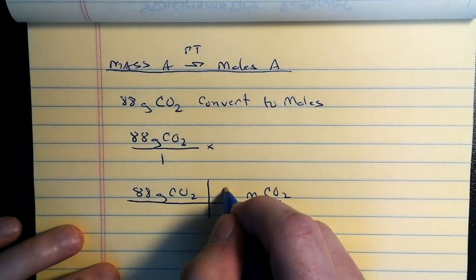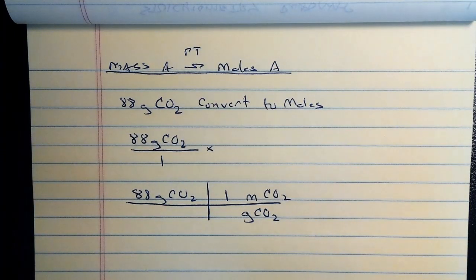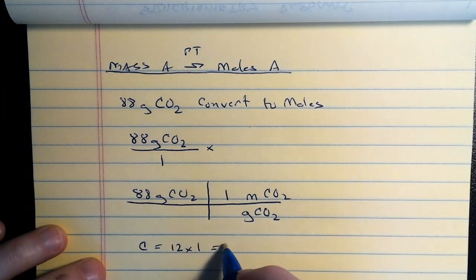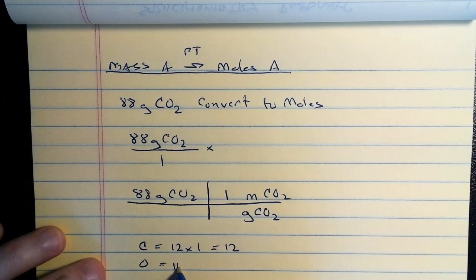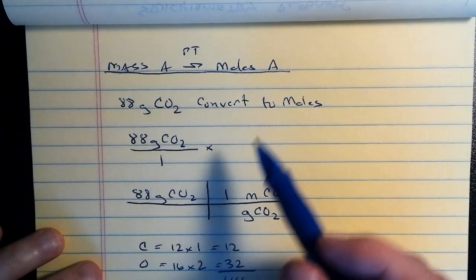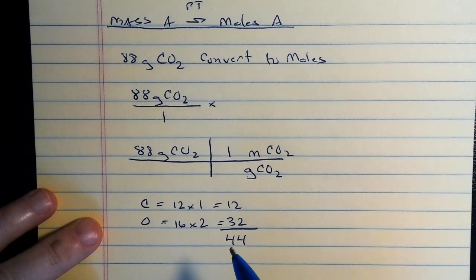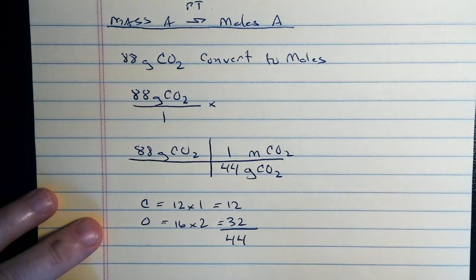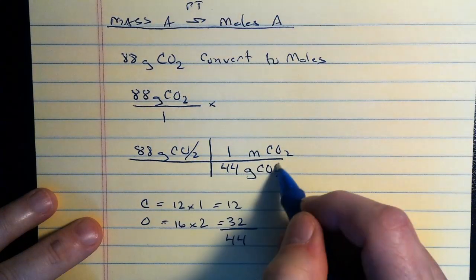And by mole will always be the number 1. In 1 mole of CO2, we'll have such and such. So you go to the periodic table. Carbon is equal to 12 times 1, which is equal to 12. This will look familiar to you. Oxygen is equal to 16, and we got 2, is equal to 32. Add them up and you get 44. This came from the periodic table, PT. So we're going to put that 44 right here by grams of CO2. We're going to cancel our units out like this.